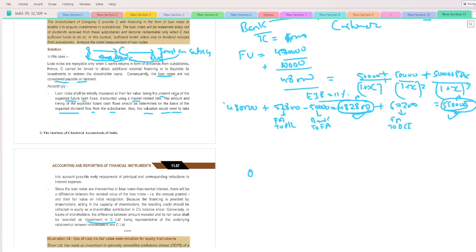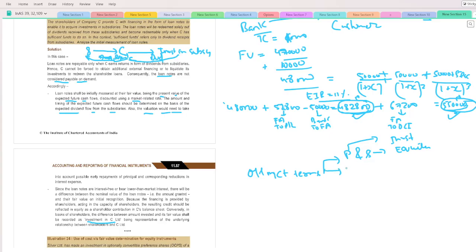So in the off market terms, just as a snapshot here, if the parent is giving a loan to a subsidiary at a cheaper rate, or interest free, then whatever the difference is, the loan amount minus the fair value, that difference you will be considering in the parent's balance sheet as the investment. And in the subsidiary, the difference will be considered as equity share capital.